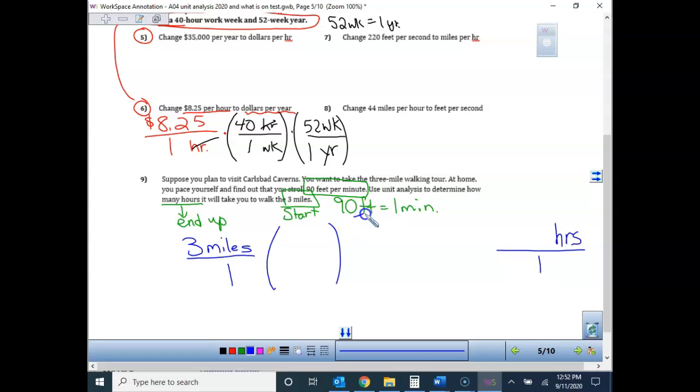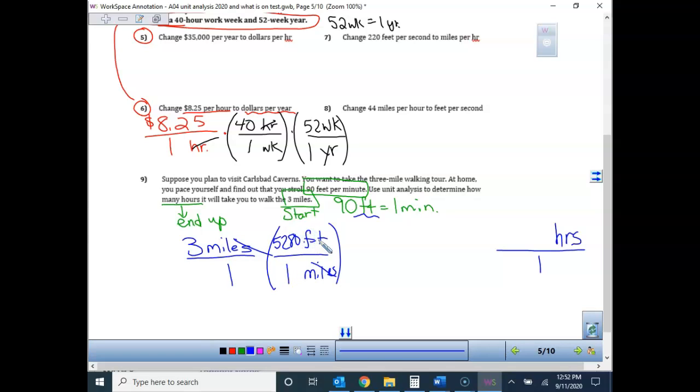Oh, well, I noticed there's feet, so we've got to do the conversion from miles to feet first, right? So you want to tell me where I'm going to put things as I'm looking at that one? What would I be doing? Miles on the bottom, got it. So I have 1 mile and 5,280 feet.